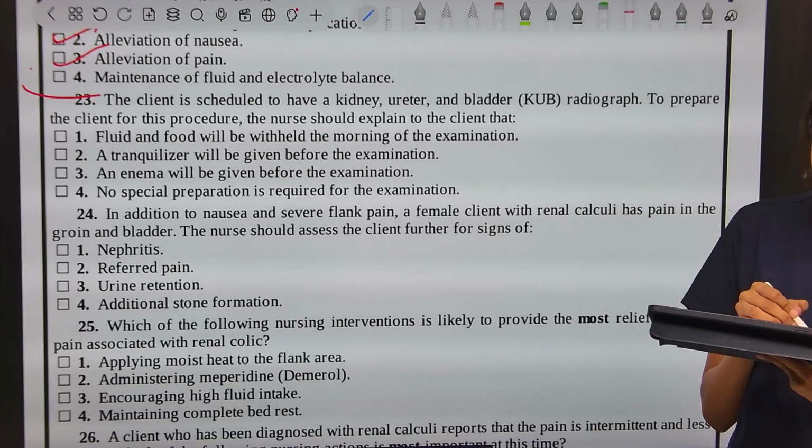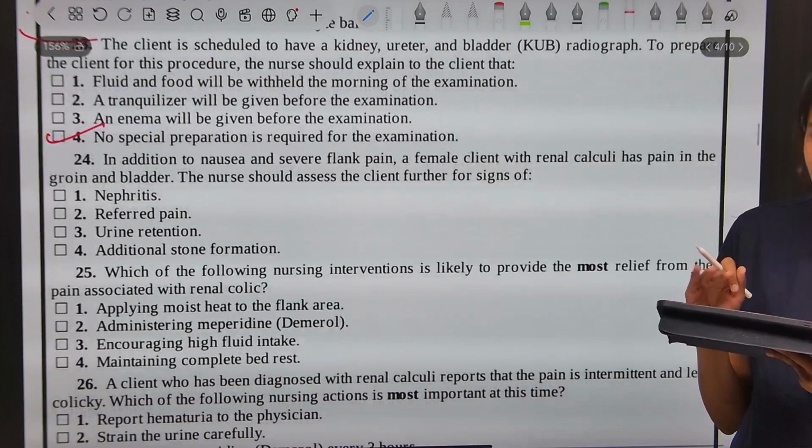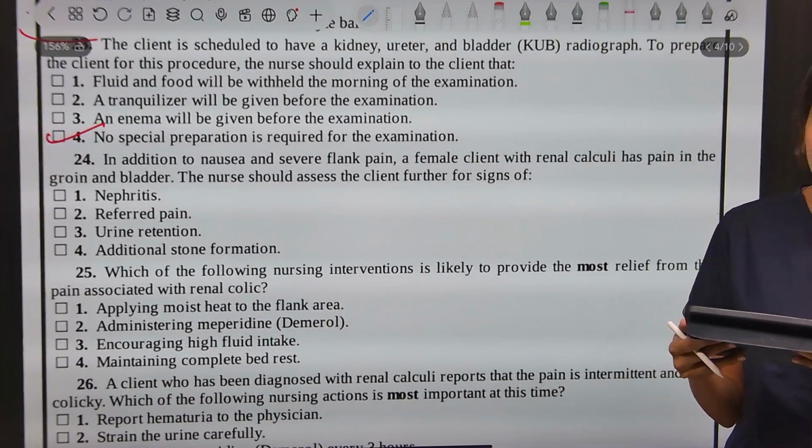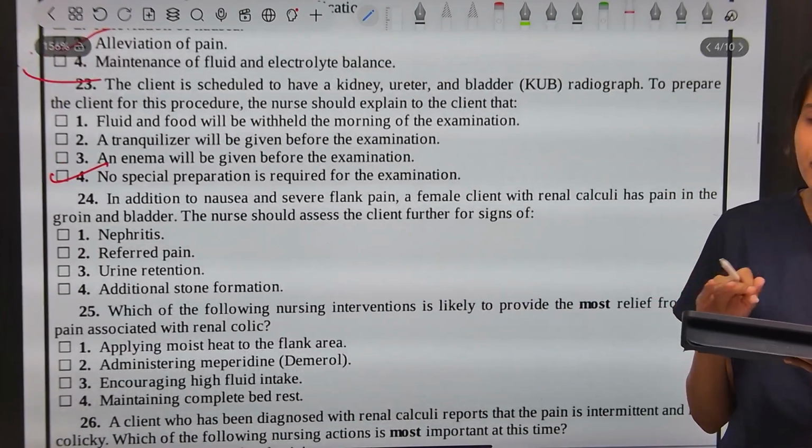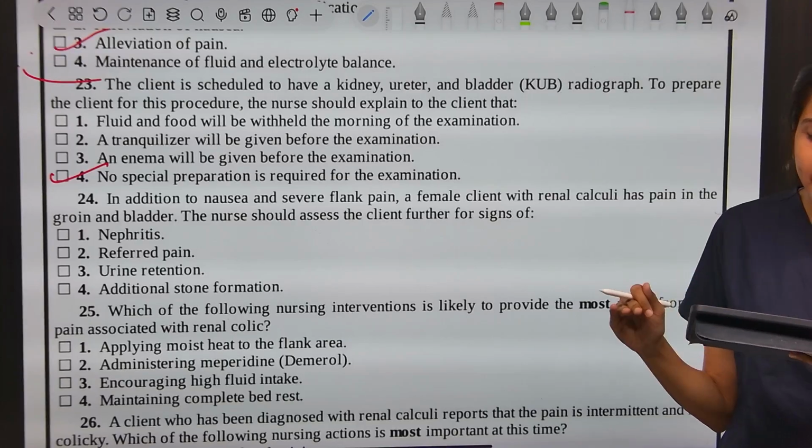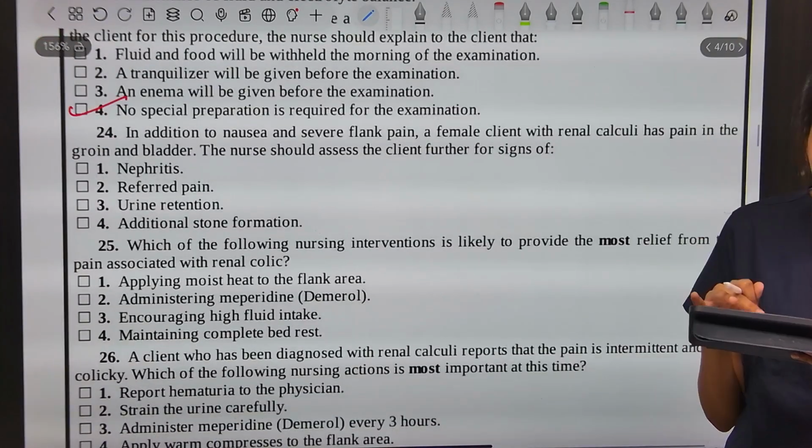In this case, answer number 4 is correct. No special preparation is required for the examination. In the radiography of the bladder, we have to just take it normal. We no need to prepare for anything.